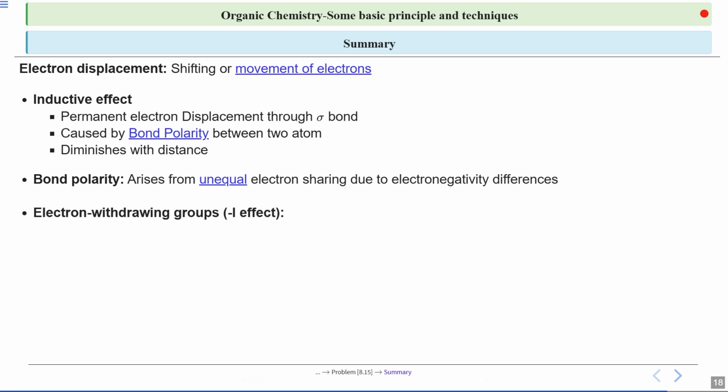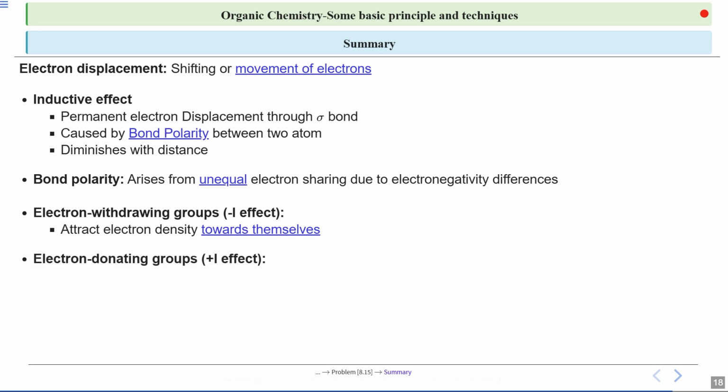Then after, we talked about the types of groups. We have electron withdrawing groups, which show the minus I effect. They are the groups which have a higher electronegativity than carbon, and as a result they attract electron density towards themselves. The next type is the electron donating group, which shows a plus I effect, so they donate electrons and they have a lower electronegativity as compared to carbon, or equal electronegativity. So they push or release electrons away from themselves.